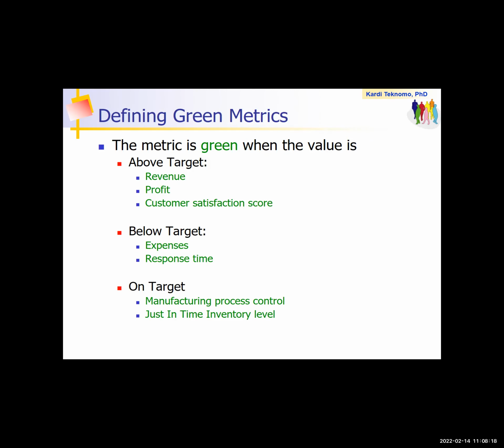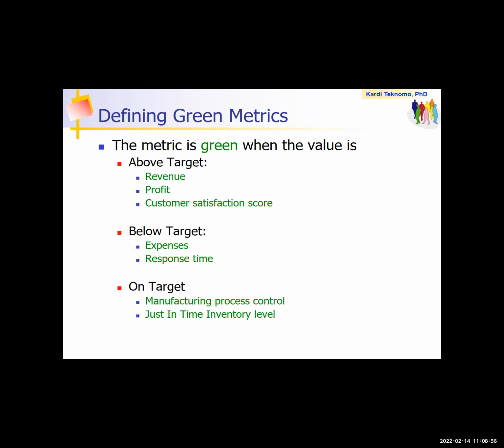So look at this green matrix. The green is not always above. Sometimes below, sometimes on target. For example, if it is revenue or profit or customer satisfaction score, you want it to be above the target to be green. If it is cost or response time, you want it to be below the target to be green. And that's why we call it green rather than up or down from the target. So we just measure it with the color, traffic signal color.